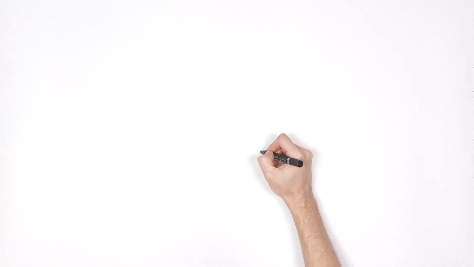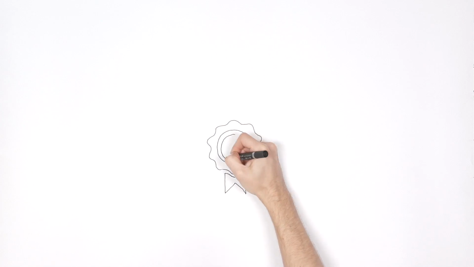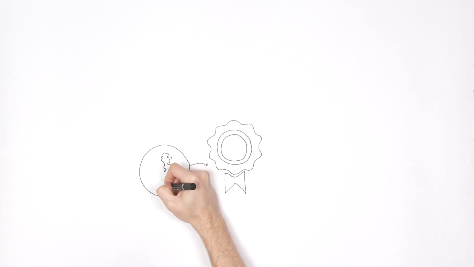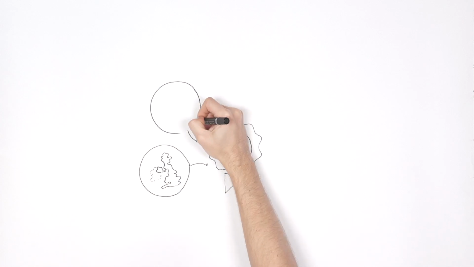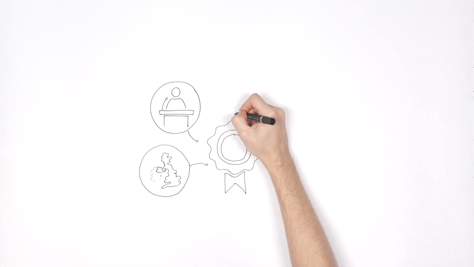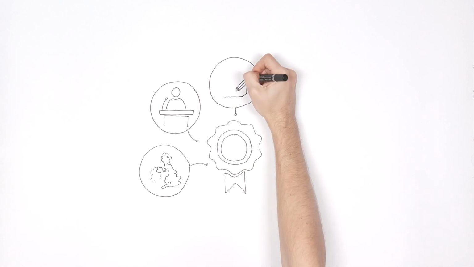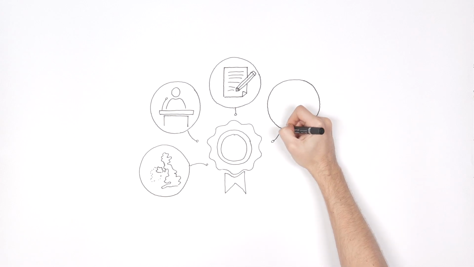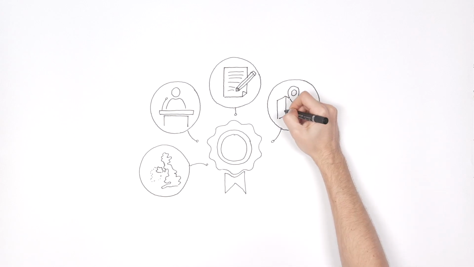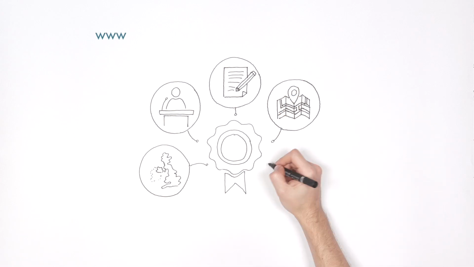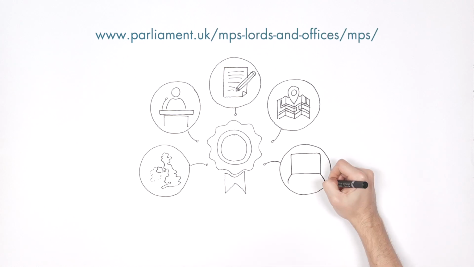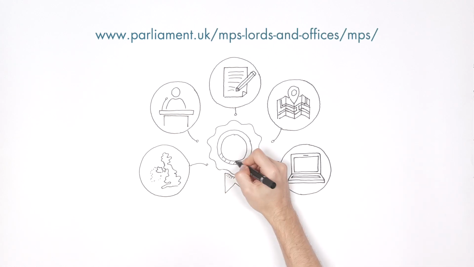The UK is divided into 650 areas called constituencies, and each constituency is represented by one MP. MPs will generally only act on behalf of people who live in their own constituency. MPs represent all the people in their local area, whether they vote for them or not. To find your local MP, visit this website and enter your postcode.